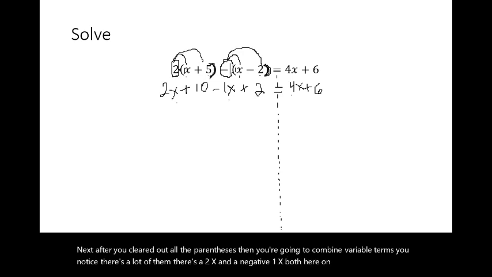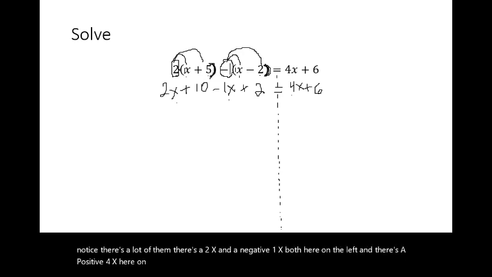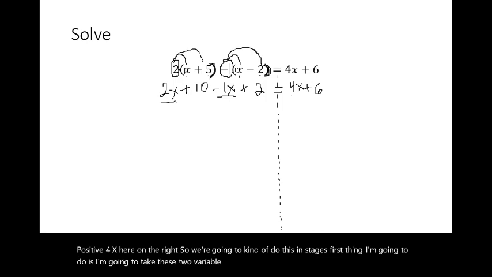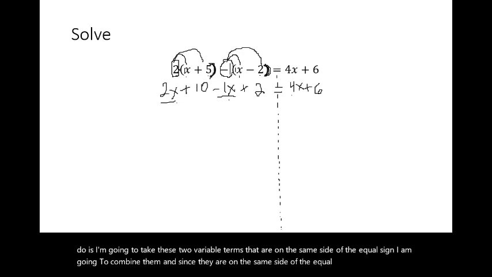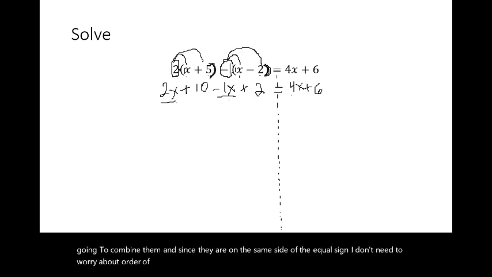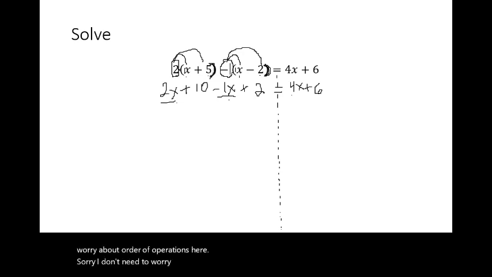And there's a positive 4x here on the right. So we're going to do this in stages. First thing that I'm going to do is take these two variable terms that are on the same side of the equal sign, and I am going to combine them. And since they're on the same side of the equal sign, I don't need to worry about opposite operations here.